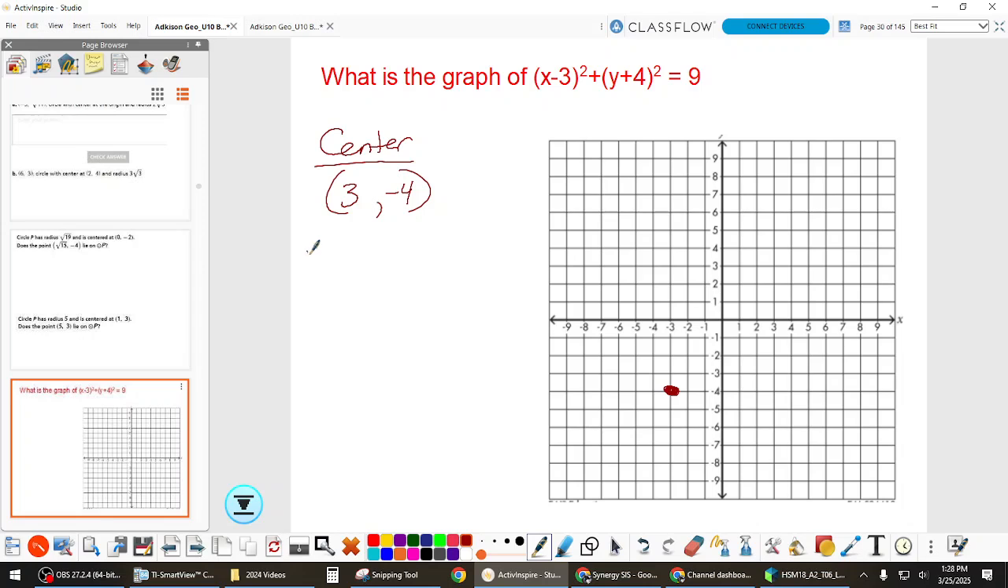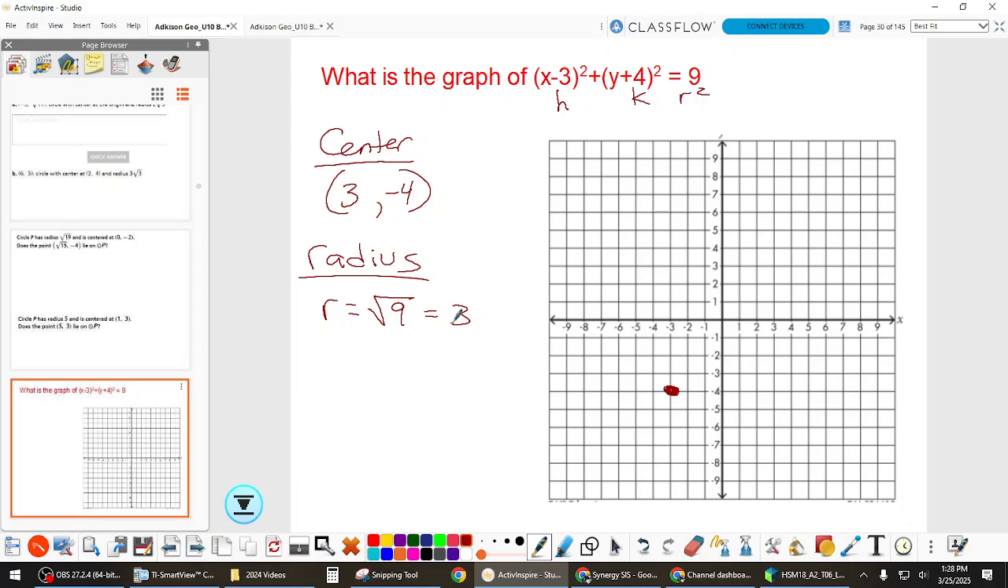Alright, what else do we need in order to draw a circle? We need the radius. We need to know how far from the center all the points are. So what is this radius? That's r squared. Right? So this is (h, k), and this is r squared. This time we actually need the radius. It's 3, right? So the square root of 9, which is 3.